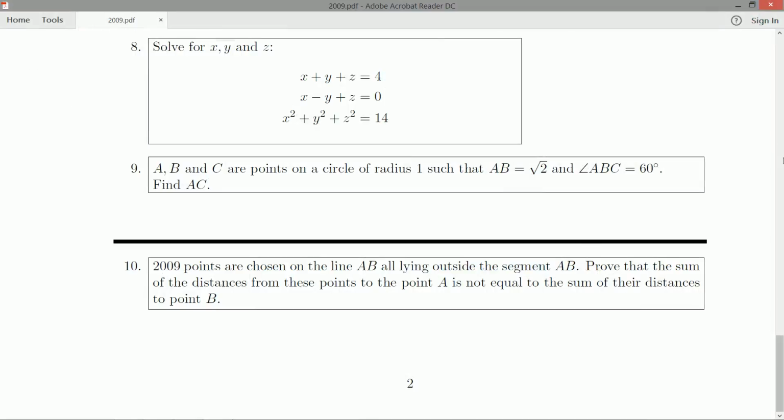Alright, but that finishes up question number 10, which finishes up the 2009 paper in total. It was a good paper. I liked it this year. Certainly question 10 I liked.